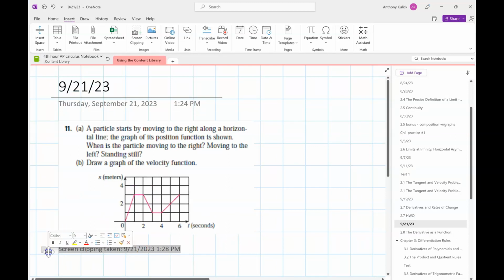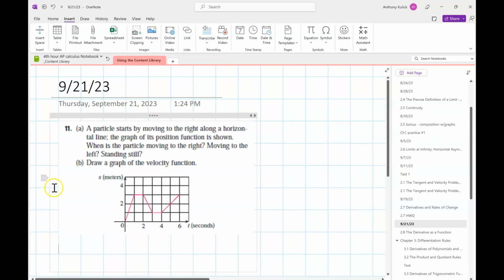All right, a particle starts moving to the right along a horizontal line. The graph of the position is shown. When is the particle moving to the right? When is it moving to the left? And when is it standing still?